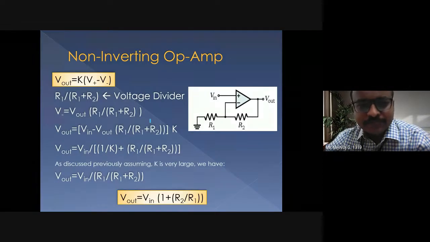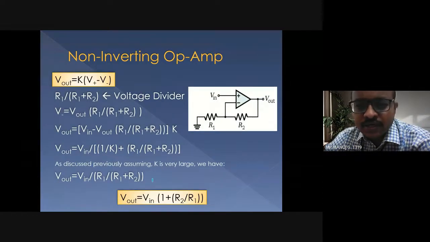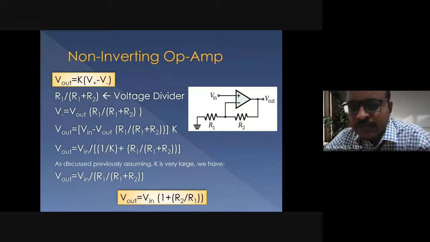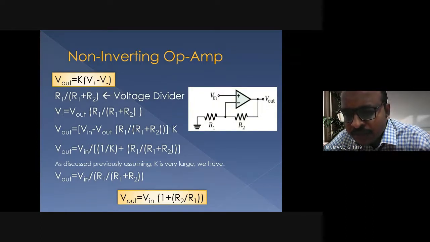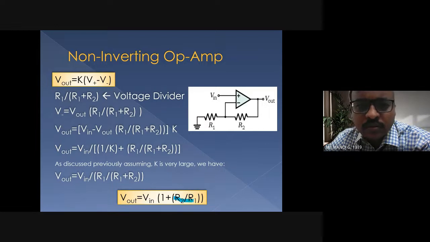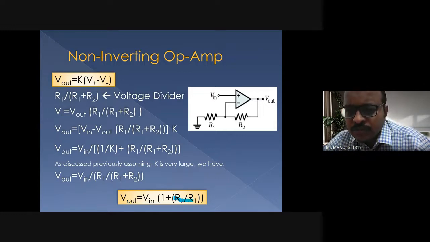Okay, let's see. R2 by R1, it should be 1 plus R2 by R1. The V out by V in is going to be 1 plus R2 by R1. So you can look at the derivation for it. It's a voltage divider concept. So that's how we get this expression: V out is equal to 1 plus R2 by R1. Okay. So that's how it is.